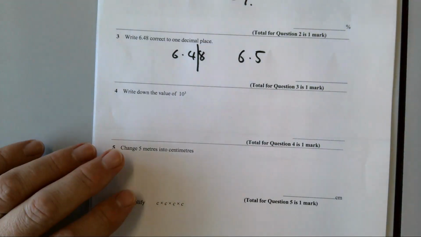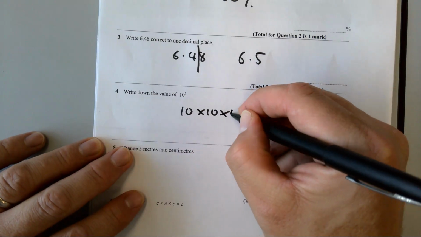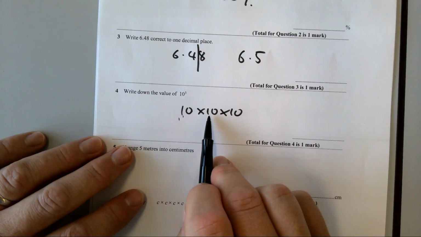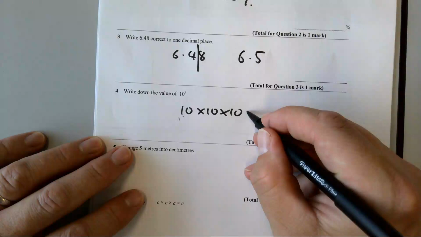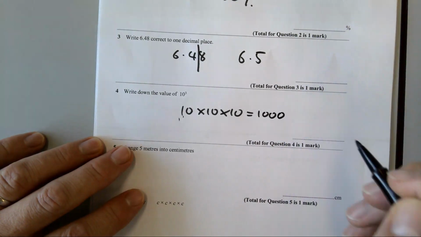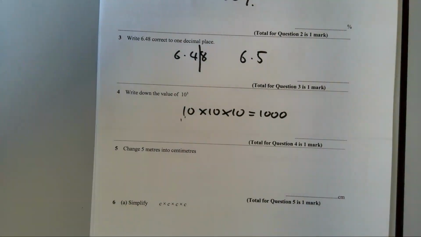Then looking at the next question, write down the value of 10 to the power of 3. So this is 10 times 10 times 10. 10 times 10 is 100. Times by 10 again gives me 1000.